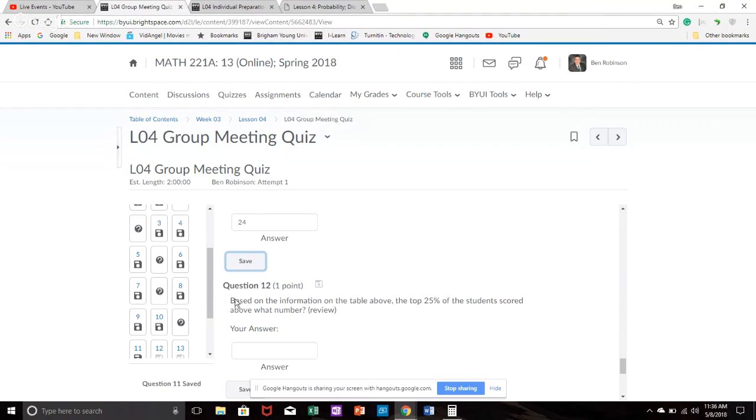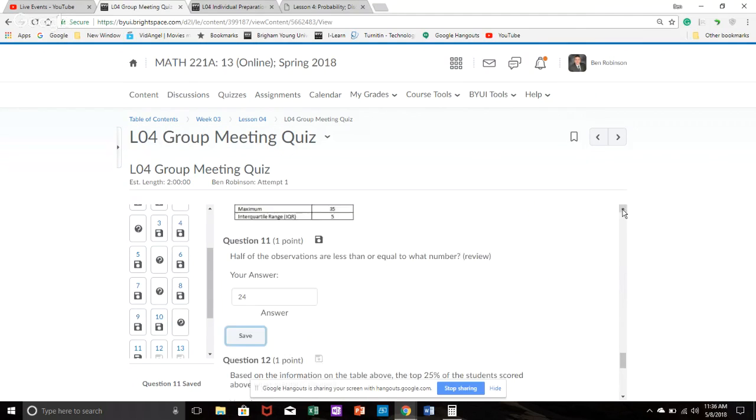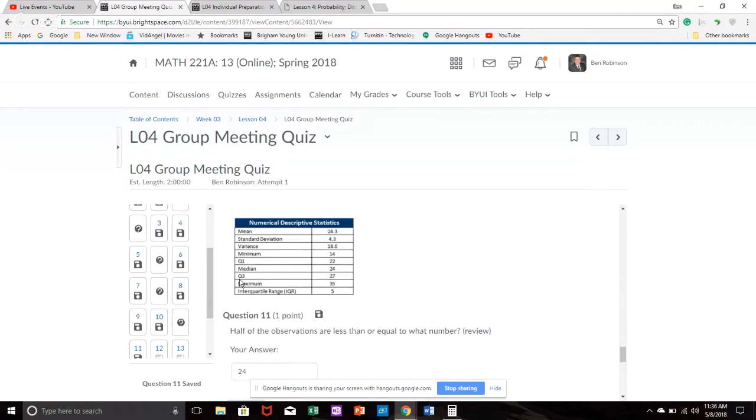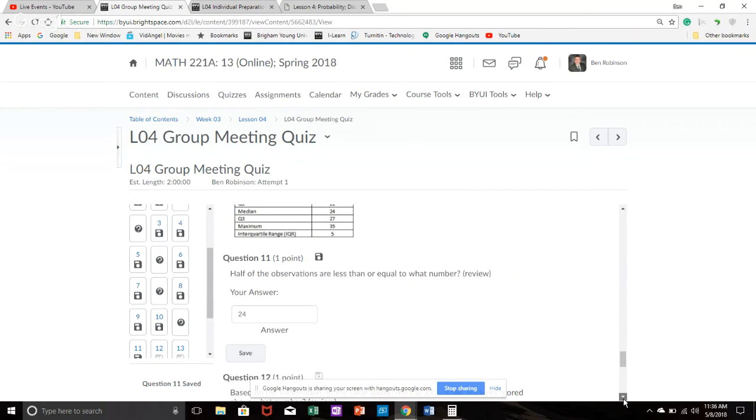Based on the information on the table above, the top 25% of the students scored above what number? So that's the third quartile, so above 27. Okay.